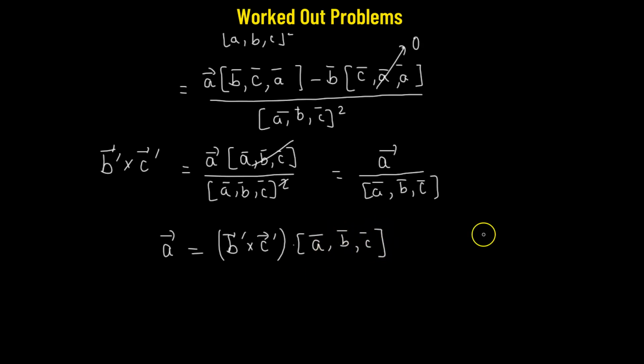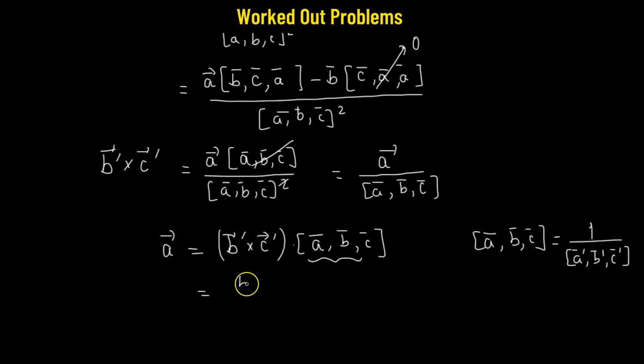And we have already proved that the scalar triple product of A, B and C is the reciprocal of the scalar triple product of A prime, B prime and C prime. We have already defined this, so we are going to replace this value with B cross C divided by A prime, B prime, C prime, the scalar triple product. So this is the expression for our vector A.